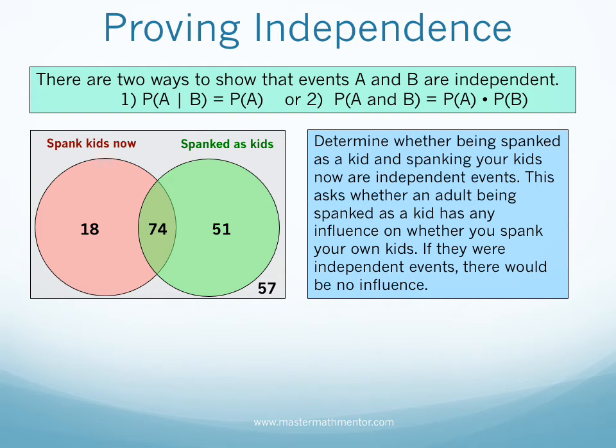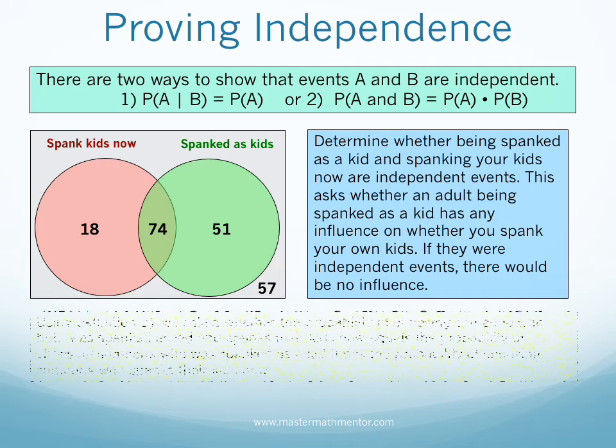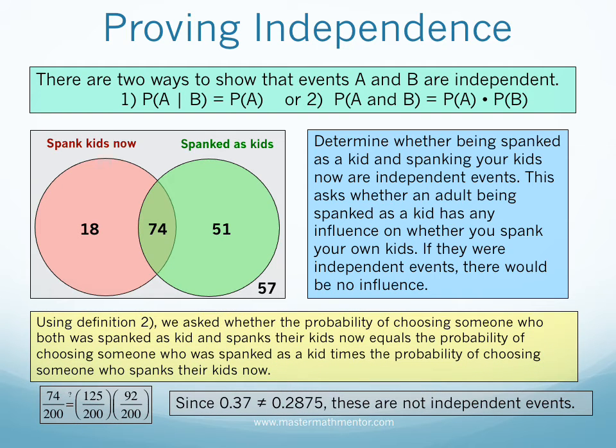Using the data from the previous problem, we want to know whether being spanked as a kid and spanking your kids now are independent events. In other words, if you were spanked as a kid, are you more likely to spank your kids now? And if you weren't spanked as a kid, are you less likely to spank your kids now? This can be debated philosophically or psychologically, but we will examine it mathematically, armed with the 200 parents from our survey. We use definition 2.